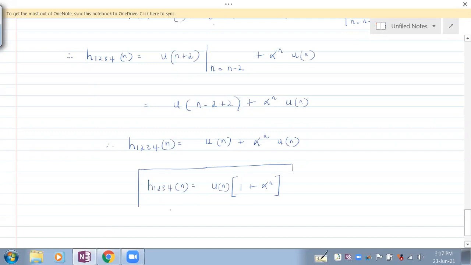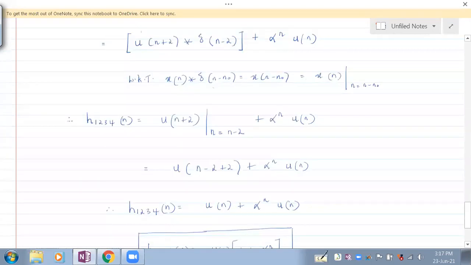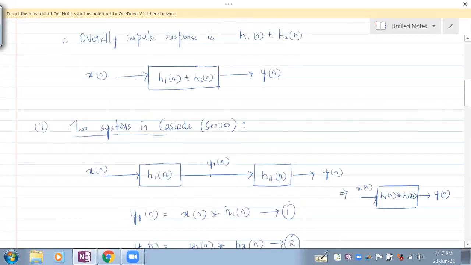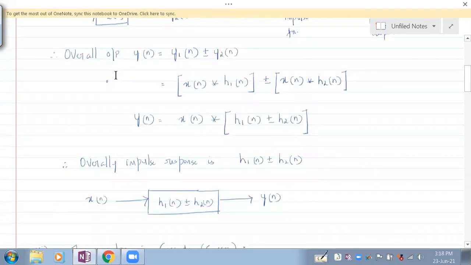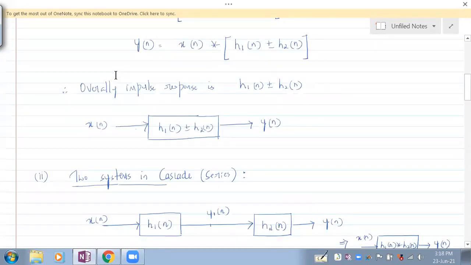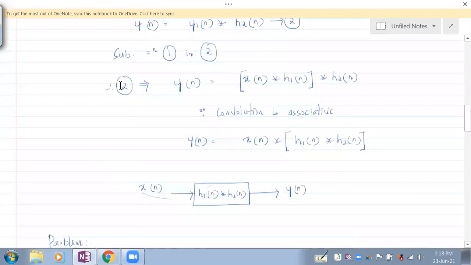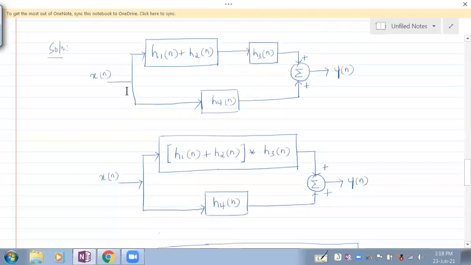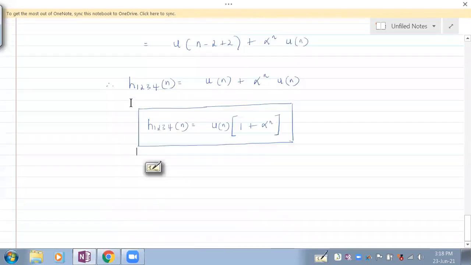The same can be done for continuous time systems also. So the interconnections that I have shown here, whether it is in parallel or cascade, is applicable for continuous time systems also. So we shall take one problem on the continuous time systems. Understand that? So take down this problem number 2, everybody. Problem number 2.